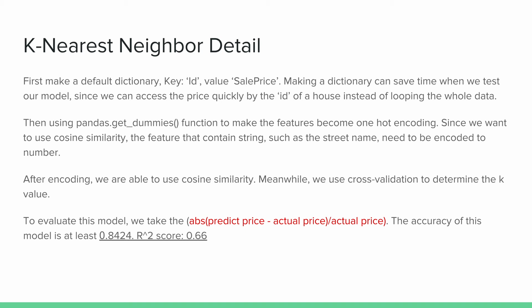This is pretty low because the way we determine the price of the house is by taking the average. It is obviously not as accurate as regression, so this K-nearest model is only able to find the interval, but not to predict the accurate price.